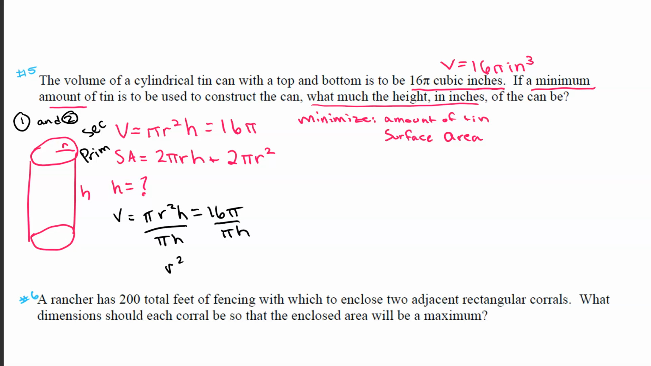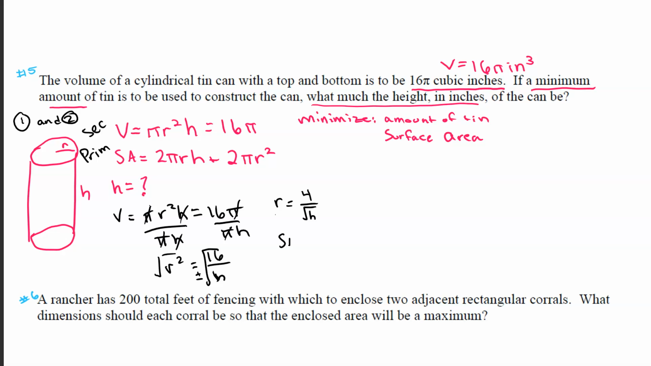So I've got r squared then equals 16 divided by, the pi's cancel still, the h cancels, divided by h. Then I have to do the square root of both sides. This would be plus or minus, but we're thinking about a height here, so we're only interested in the positive version. So I've now got r is equal to the square root of 16 over the square root of h. Square root of 16 is 4 divided by square root h. All right, so let's go ahead and substitute that into my primary equation.